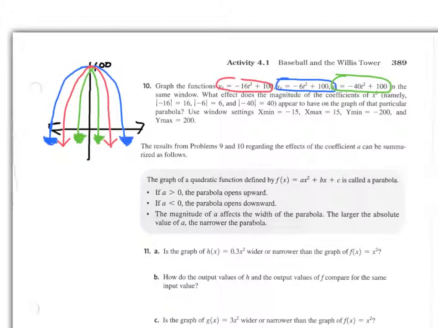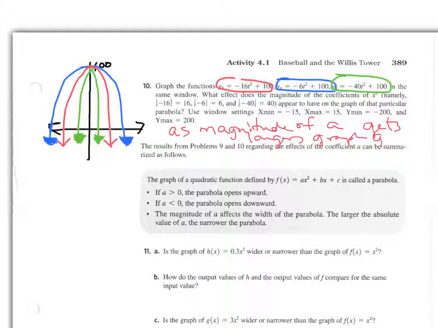So as the magnitude of a gets larger, the graph gets more narrow. And actually they wrote this right down here for us. The magnitude of a affects the width of it. The larger the absolute value of a, meaning the magnitude, the narrower the graph.